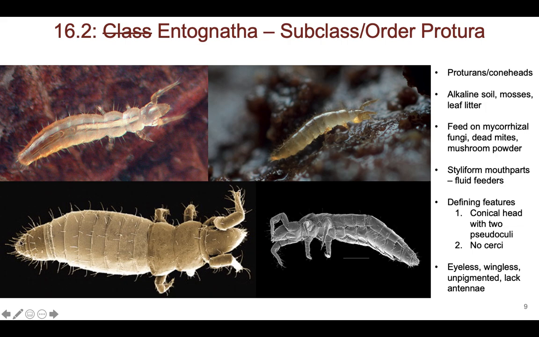And they have no cerci at the end of the abdomen. So if you were out looking at arthropods in the soil and you collected something that was unpigmented and didn't have eyes, if it doesn't have cerci, then it might be a proturan. If it does have cerci, it's probably a Dipluran. They're also wingless, like the rest of the groups that we've talked about so far, and they lack any antennae and have very limited pigmentation, if any at all. They also have indirect fertilization with a spermatophore, like the groups we've talked about so far, so that is internal fertilization with external mating.